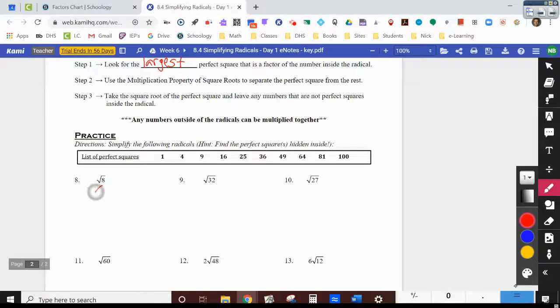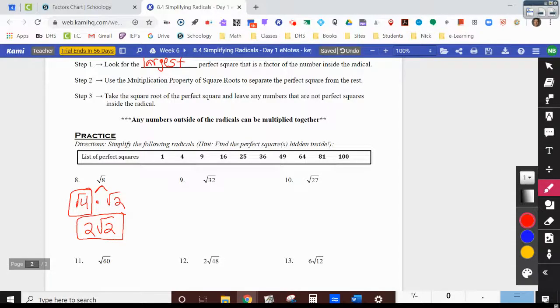So here I'm going to separate the square root of 8 into the square root of 4 times the square root of 2. I'm boxing this up because that is my perfect square number, and that's what I need. The square root of 4 is 2. So then my simplified answer is 2 rad 2.